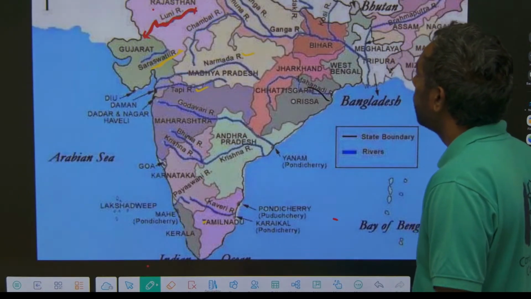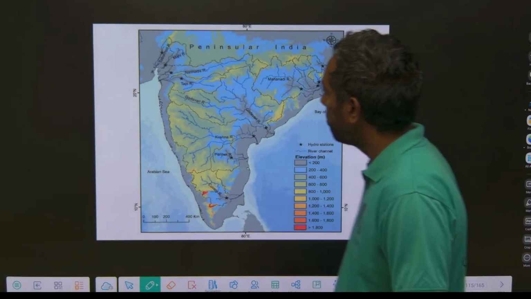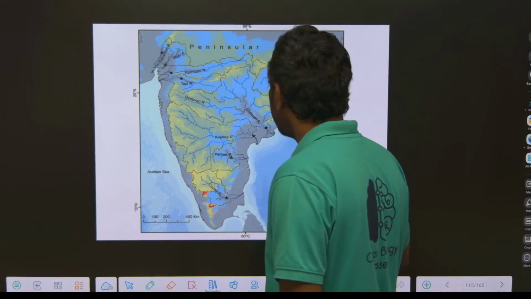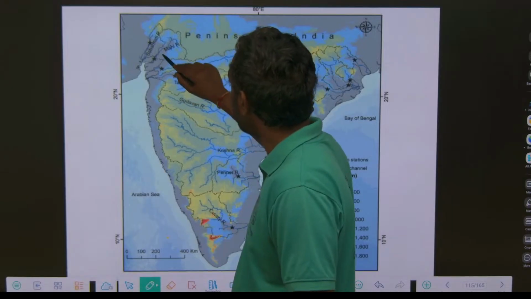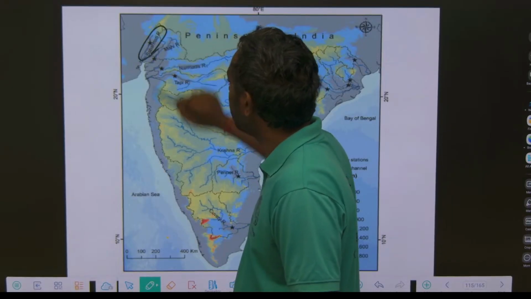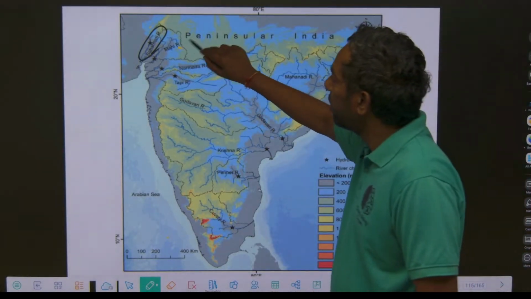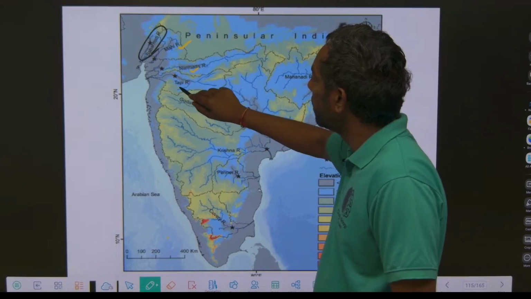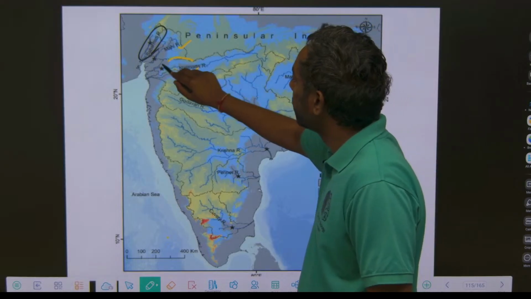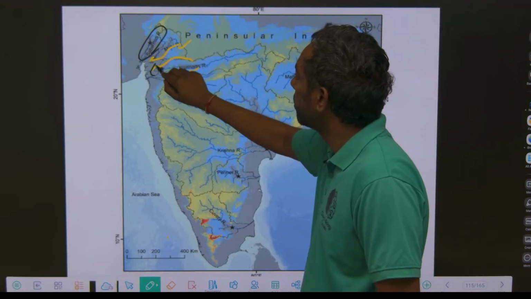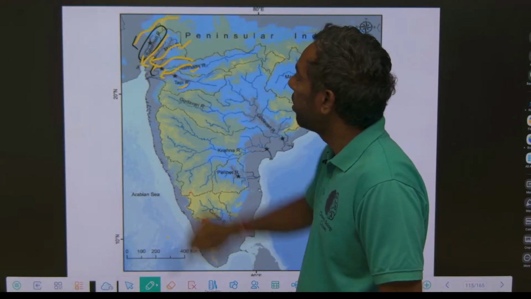Sabarmati river. Yeah, Sabarmati river, guys. Just look here. Here they mention Sabarmati, Gujarat. Okay. Yes. This is Mahi river. This is Narmada river. This is Tapi river. Okay. These are the west flowing rivers, guys. West flowing rivers. Luni river here. Okay, 5 rivers.